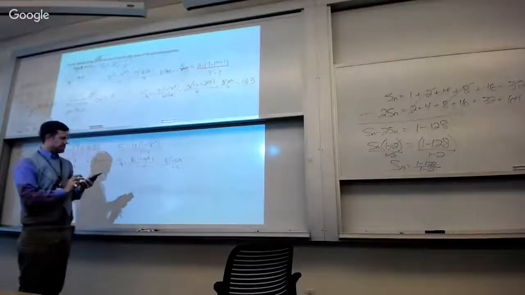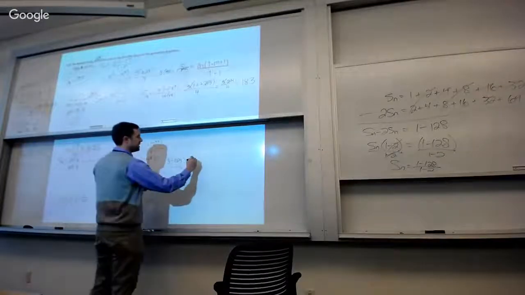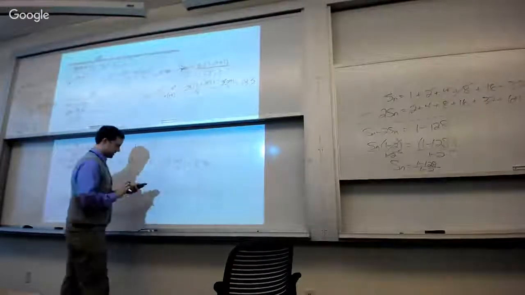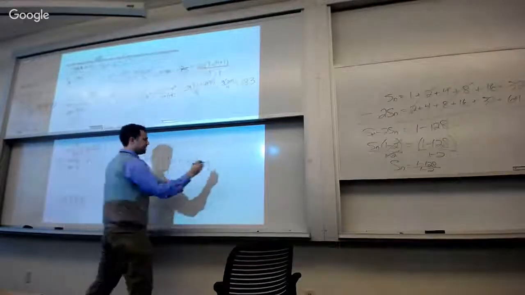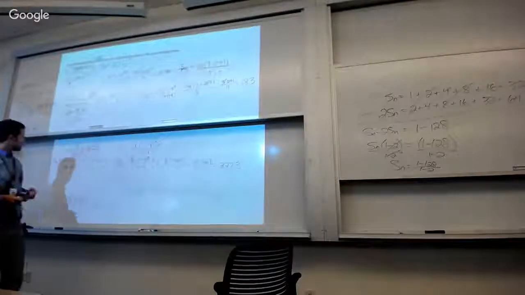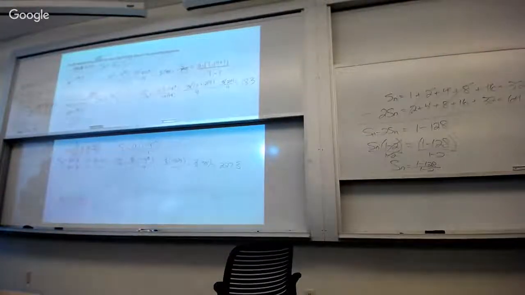Okay, so 1023 divided by 3, that gives us 341, and 2/3 of that is 227.3 repeated. And that's what it actually was when we actually just add them together.